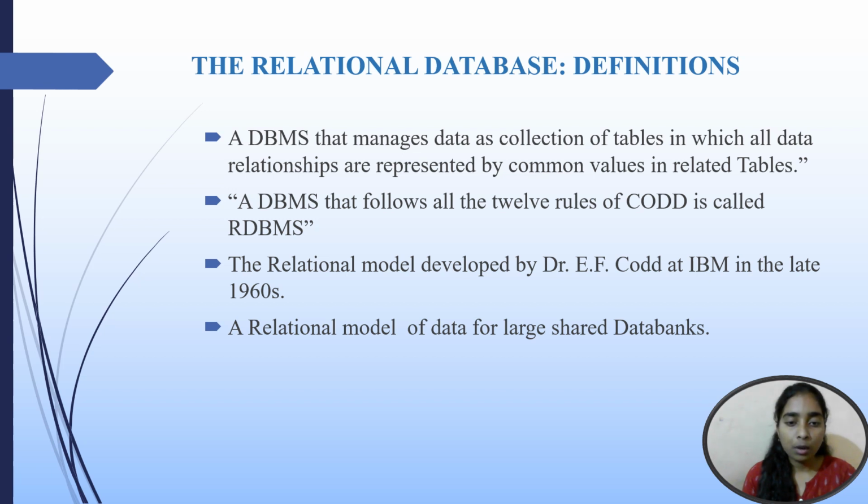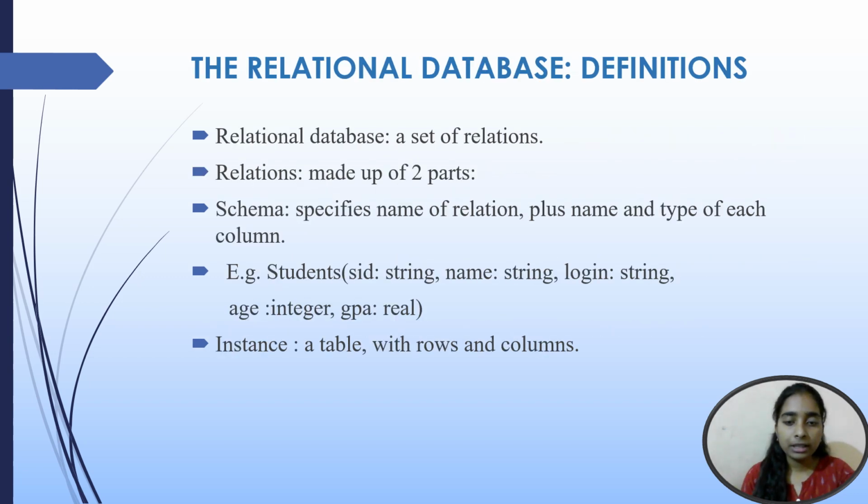The relational model was developed by Dr. E.F. Codd at IBM in the late 1960s. A relational model of the data is used for large shared data banks. The other definition of the relational database is that it is a set of relations, and the relation is made up of two parts, schema and instance. The schema specifies the name of the relation plus the name and the type of each column.